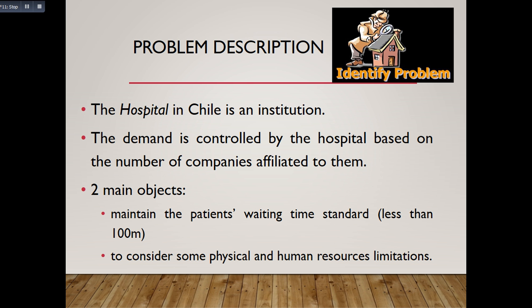According to my article, for the hospital in Chile, the demand is controlled by the hospitals based on the number of companies related to them. There are two main objectives here. The first one is to maintain the patient waiting time standard, which has to be less than 100 minutes. And the second is to consider some physical and human resource limitations.